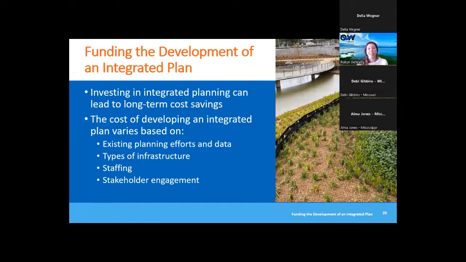And it looked like many of you had data available, but may not have had existing plans. And so the cost of your integrated planning process is really going to vary. If you have a lot of data already, then great. You've just saved money on doing a conditions assessment of your system. Maybe you have that information.